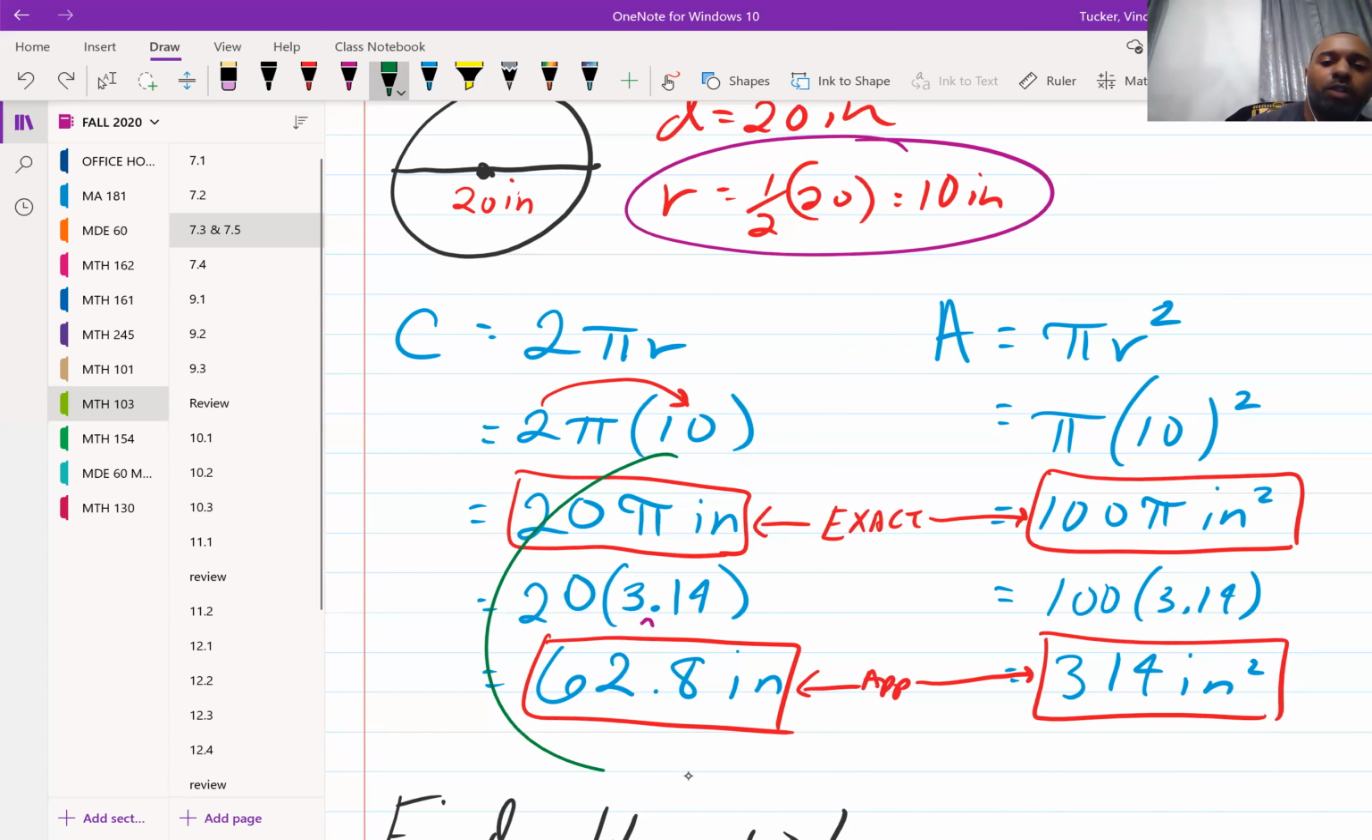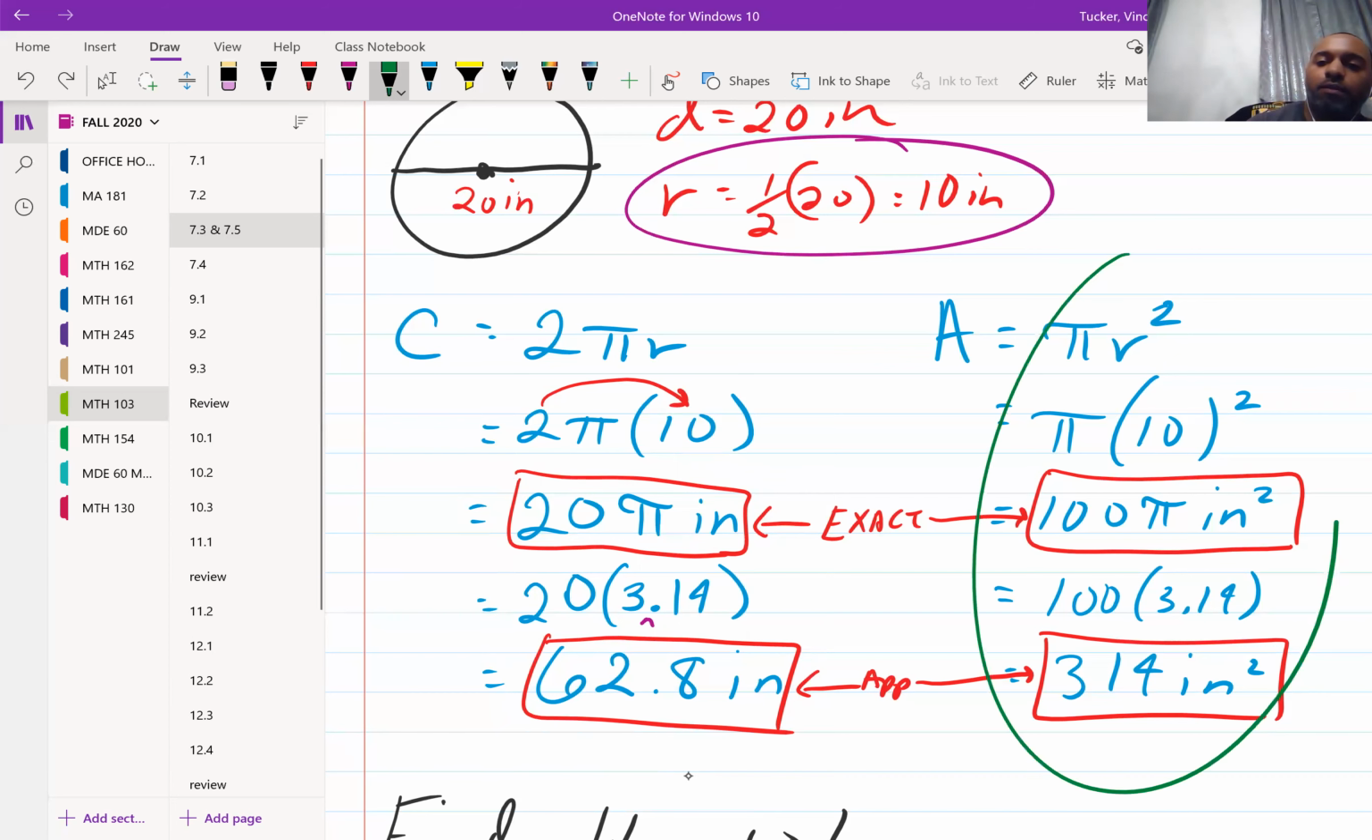All right. Questions on those two answers right there? So simplifying your answer as much as possible with pi still involved is your exact answer. Plug in 3.14 and then multiply. That will be your approximate answer.